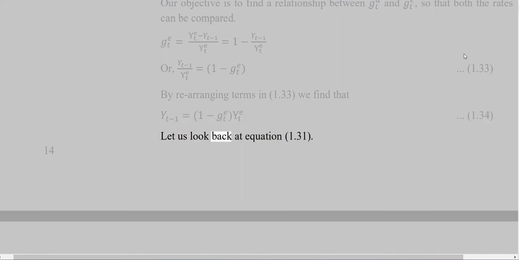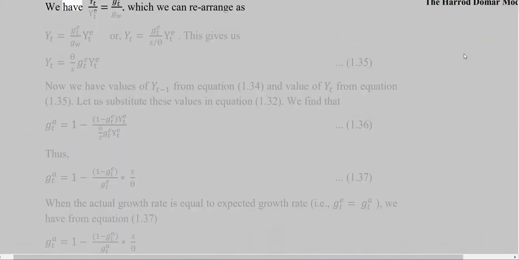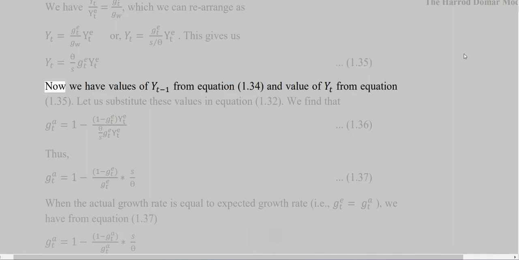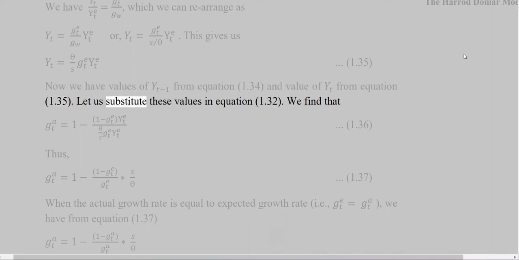Let us look back at equation 1.31. In the Harrod-Domar model we have g_w, which we can rearrange. This gives us 1.35. Now we have values from equation 1.34 and from equation 1.35. Let us substitute these values in equation 1.32. We find 1.36. Thus, 1.37.